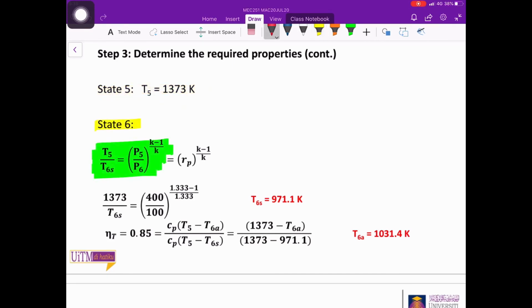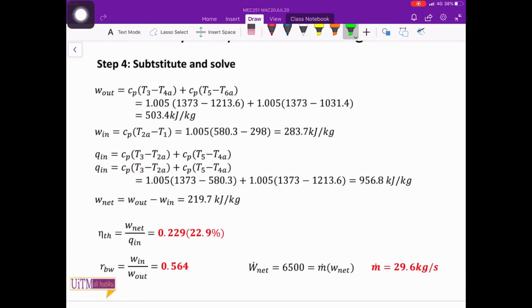We are going to use the isentropic relation to find the temperature at state 6 for the ideal case. Once we obtain the value of T6s, we are going to find the value of T6a by using the isentropic efficiency for the turbine. Now we can solve the required items requested by the question.